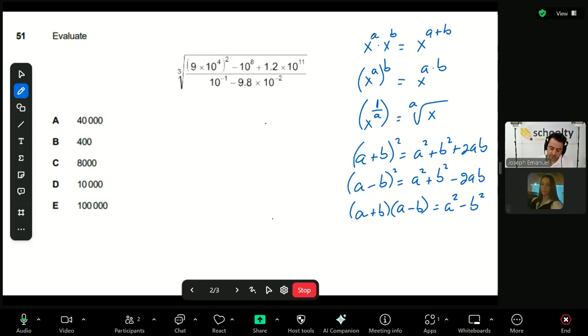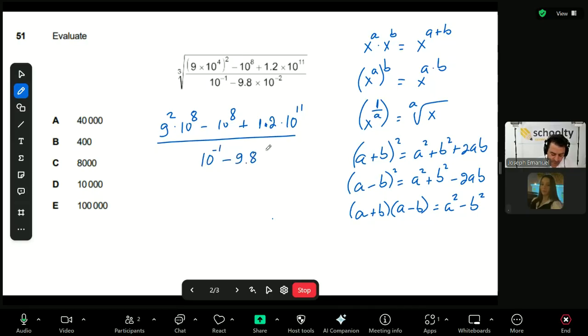Each question will have some relevant background equations, maybe they will help. So I wrote here what is relevant, and let's solve this question. So we have here 9 to the power of 2, 10 to the power of 8, minus 10 to the power of 8, which is the same power, plus 1.2, 10 to the power of 11. Down here we have 10 minus 1, which is like 10 going to the denominator, minus 9.8.